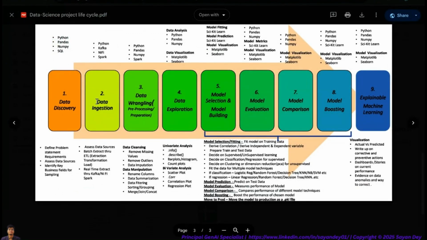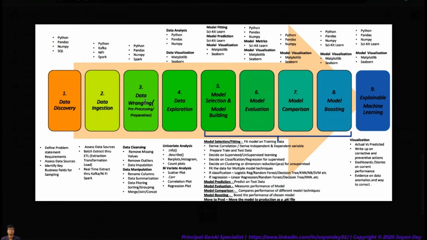Before that, I was discussing this. So data discovery, ingestion. Then you go to data wrangling. This is the part where you pre-process the data, you prepare the data, right? So you take the data and you pre-process it. You remove missing values, remove outliers. So it's a bit of a basic blueprint that tells you what are the different steps involved and what are the different things you broadly do, right?